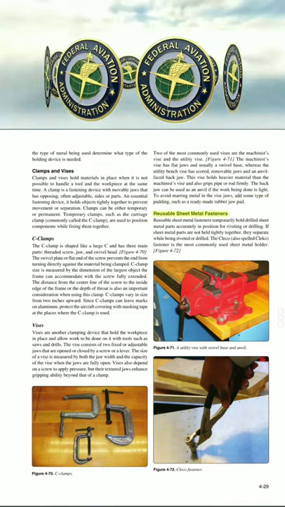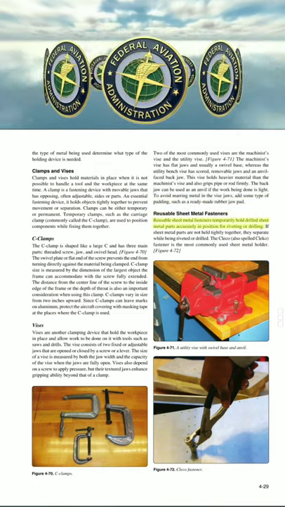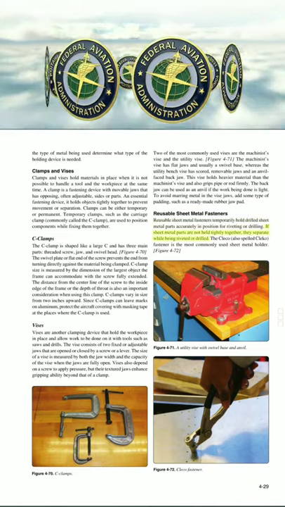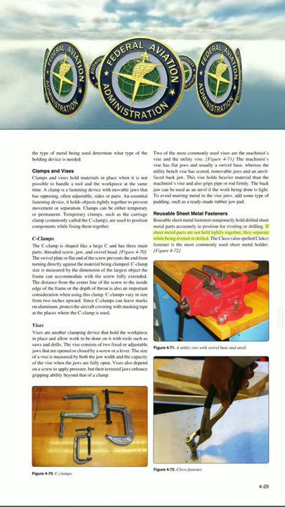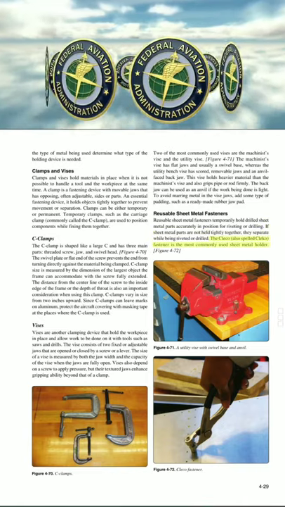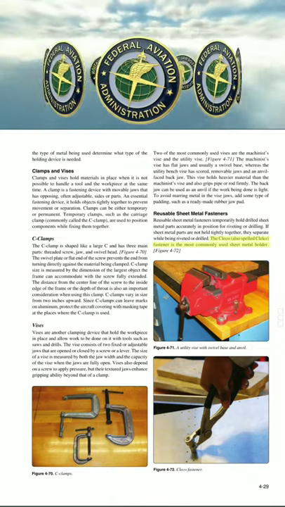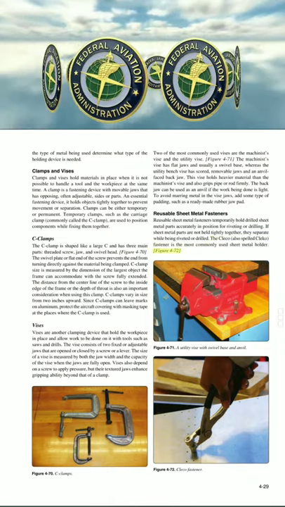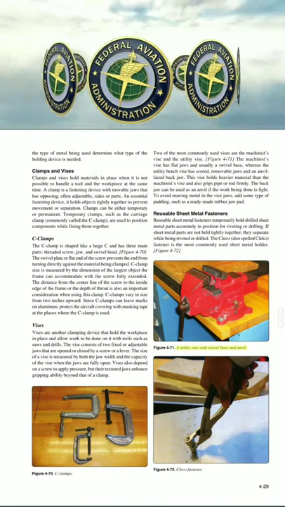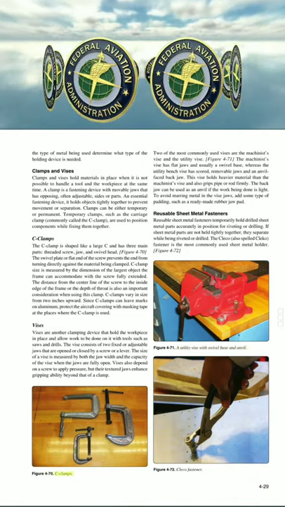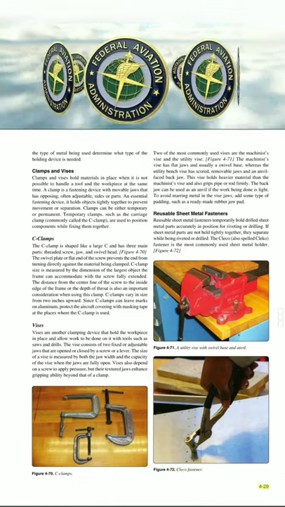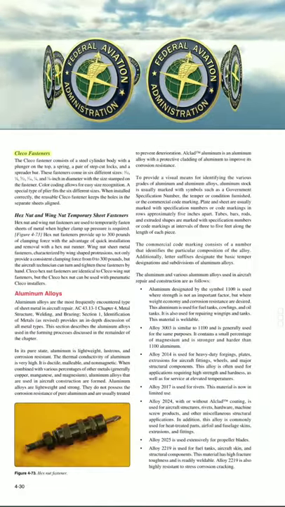Reusable sheet metal fasteners. Reusable sheet metal fasteners temporarily hold drilled sheet metal parts accurately in position for riveting or drilling. If sheet metal parts are not held tightly together, they separate while being riveted or drilled. The Cleco, also spelled Clecо, fastener is the most commonly used sheet metal holder. Figure 4-71. The utility vise with swivel base and anvil. Figure 4-70. C-clamps. Figure 4-72. Cleco fastener.